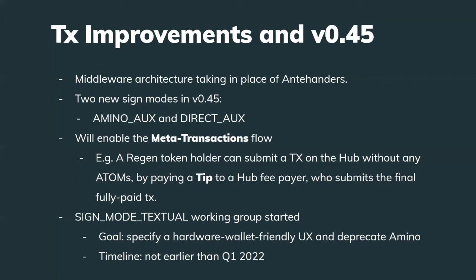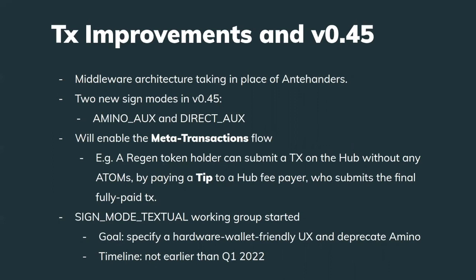And so it's important that fees are able to be paid, and that people are able to send transactions on a network that does have a minimum gas price, without the end user having the staking token. So what this involves is two new sign modes, Amino Aux and Direct Aux, which are in the process of being implemented. Once those are written, then basically the SDK side of this work will be complete, and we'll be planning to tag a 0.45 release.